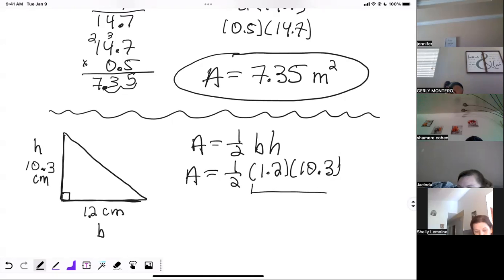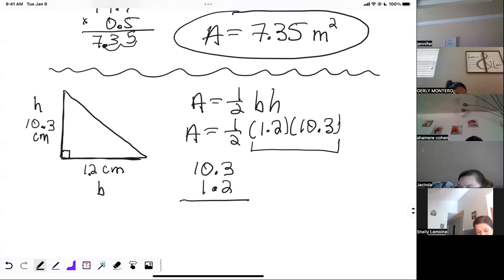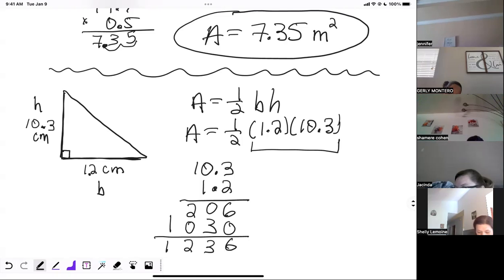I do the non-fraction first. I do my decimals first. All right, so 10.3, 1.2. I also put the longer number on top. I think I told you that when we did it before. All right, 3 times 2 is 6. 2 times 0 is 0. 2 times 1 is 2. Add a 0. 1 times 3 is 3. 1 times 0 is 0. 1 times 1 is 1. We'll add down. 6, 3, 2, 1. My decimal, I have 2 decimal places total, so it has to go here.